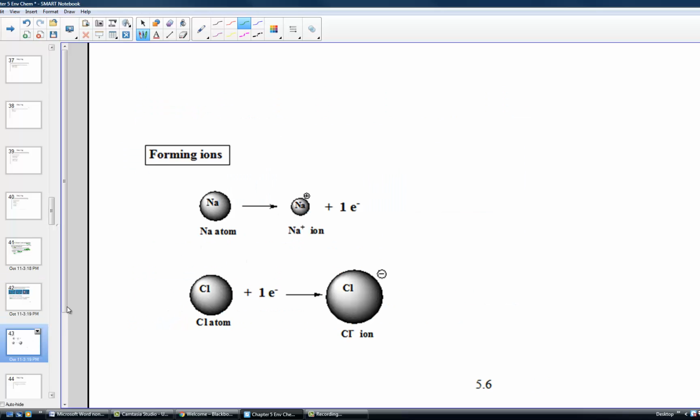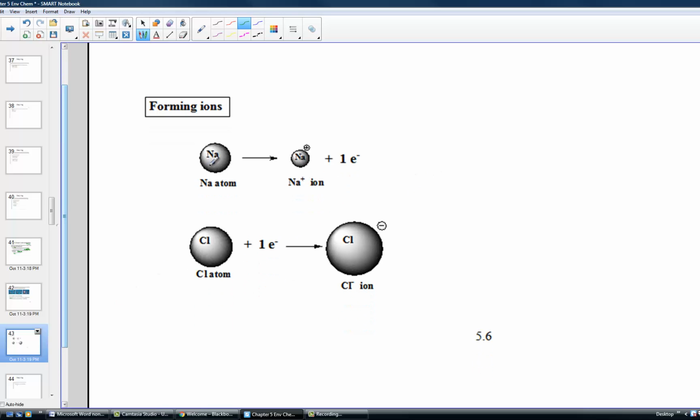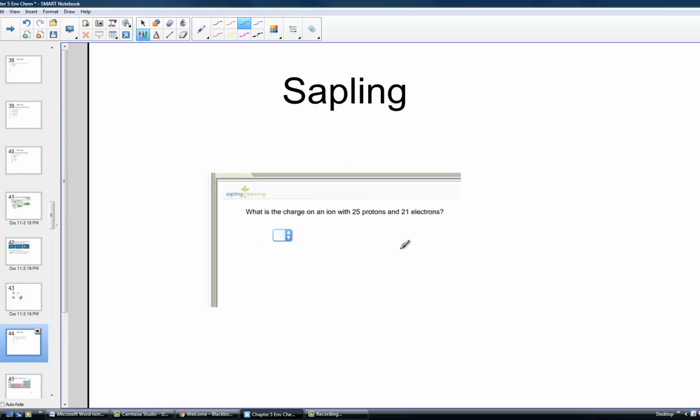So just highlighting a few of those lessons that you've practiced from the previous lesson: a Na atom loses an electron to form a sodium ion. A chlorine atom gains an electron to form a chloride ion. We call this compound sodium chloride, with that -ide ending on the negative ion. And you're asked to practice some of those examples in your Sapling.